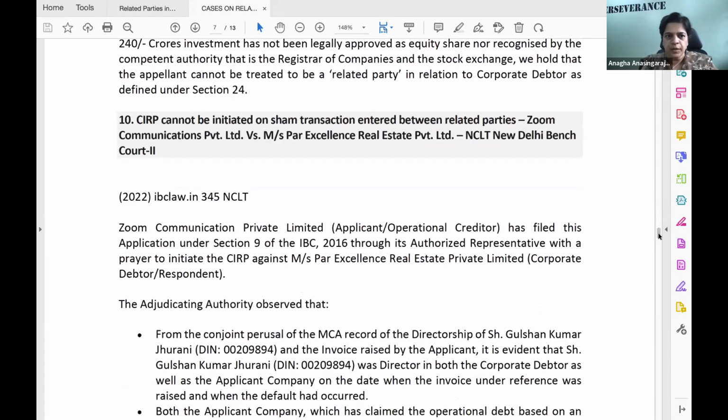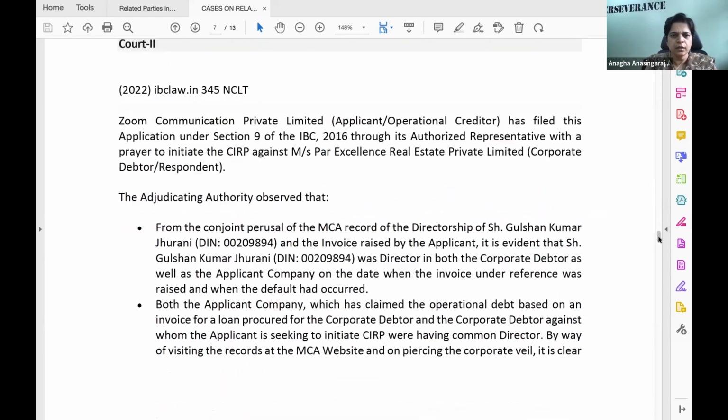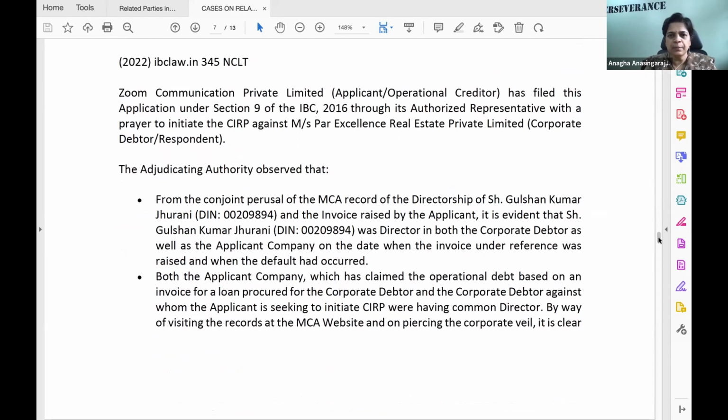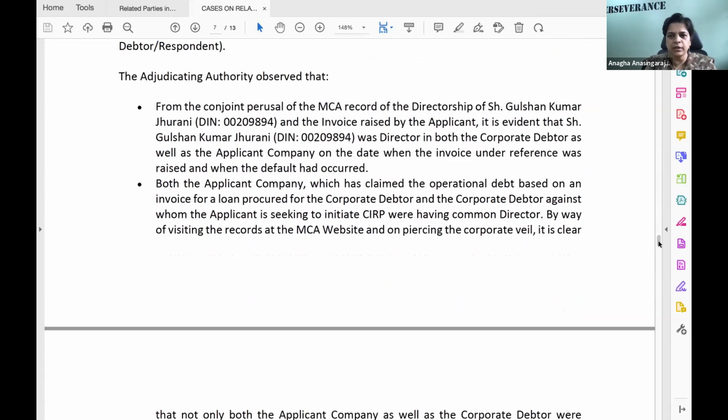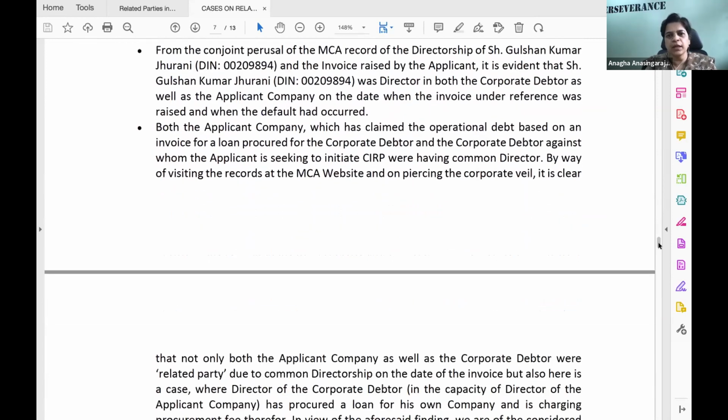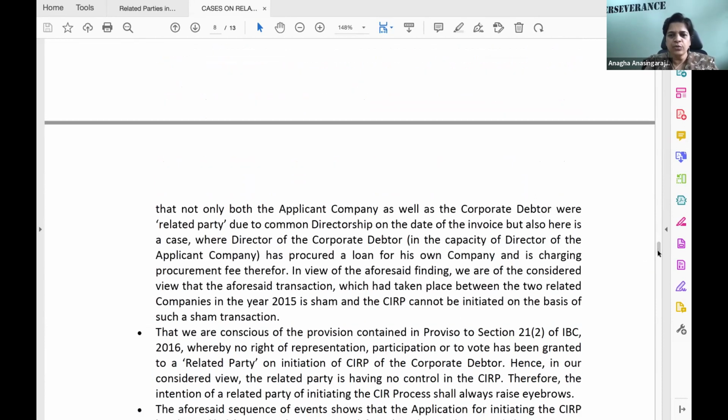Now the 10th point is that a CIRP cannot be initiated on a sham transaction entered between related parties. It's Zoom versus Par Excellence Real Estate Private Limited, a New Delhi Bench 2 decision. It is a recent decision of 2022, in which the applicant was an operational creditor and filed an application under section 9 against Par Excellence. Certain points were brought to the notice of the NCLT which showed that this was a sham transaction between the two, and this application had been filed with fraudulent intent to defraud the other creditors of the CD and to take advantage of the process.